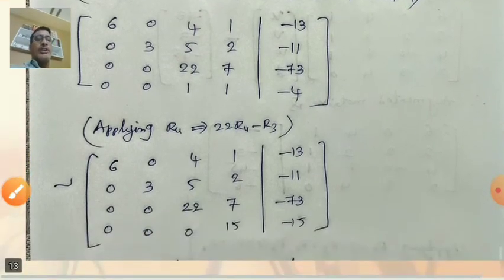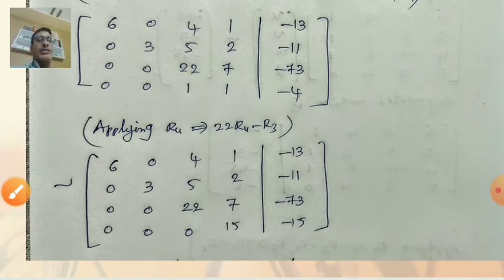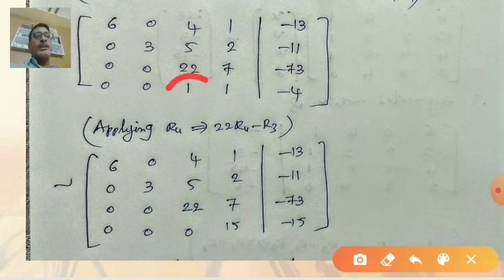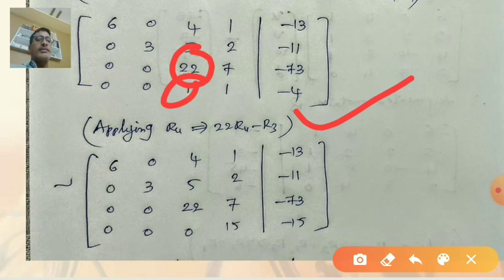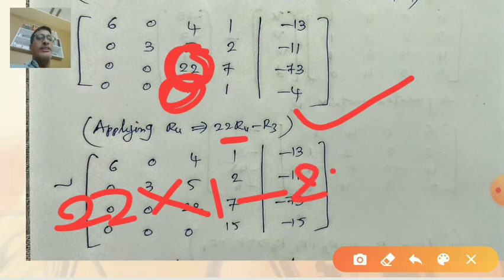So we have to convert this 1 into 0. To do this, what we have to do? You can observe that here is 1 and here is 22. By applying 22 R4 minus R3, we will get like this. 22 into R4 means the 1 in R4, minus the 22 in R3. Therefore replace R3 by 22. You will get 22 minus 22 is equal to 0.